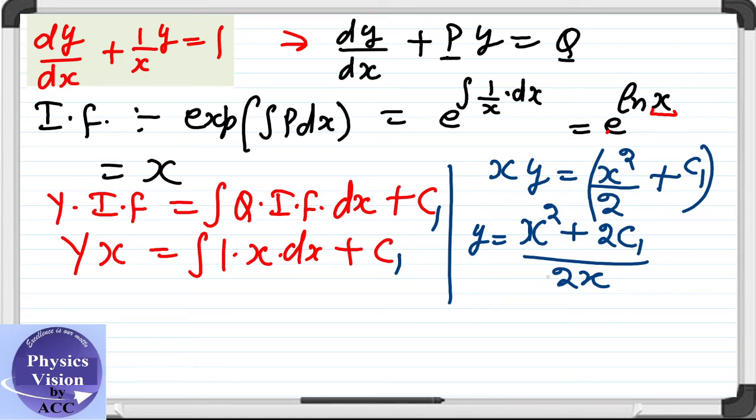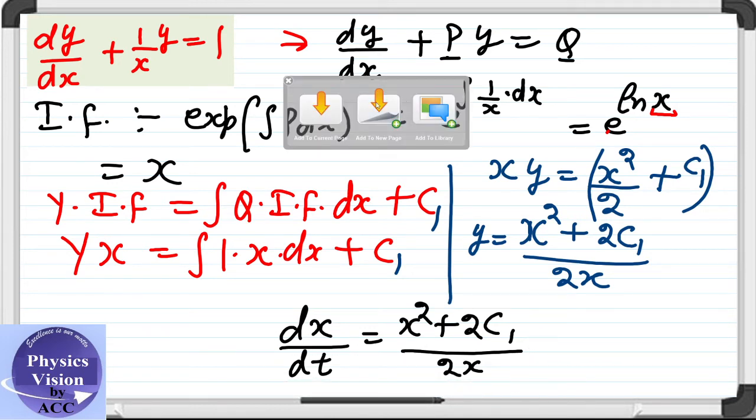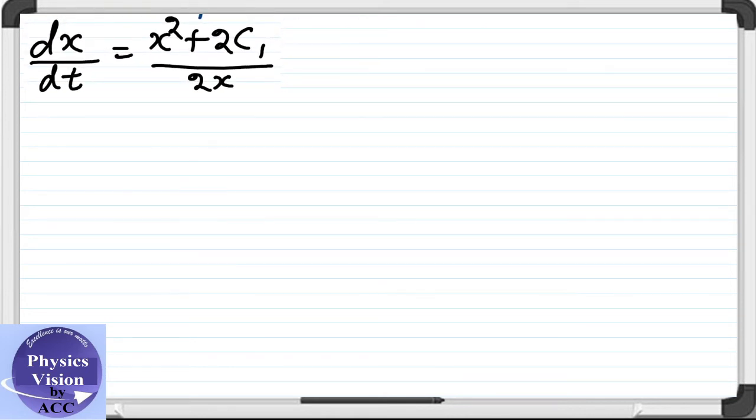But what about y? Y is actually what we have taken. We have considered dx by dt is equal to y, so it becomes dx by dt is equal to x square plus 2 c1 upon 2x. This is our new differential equation, which is in the form of x and t. Now let us solve this differential equation again. So how will we solve it?